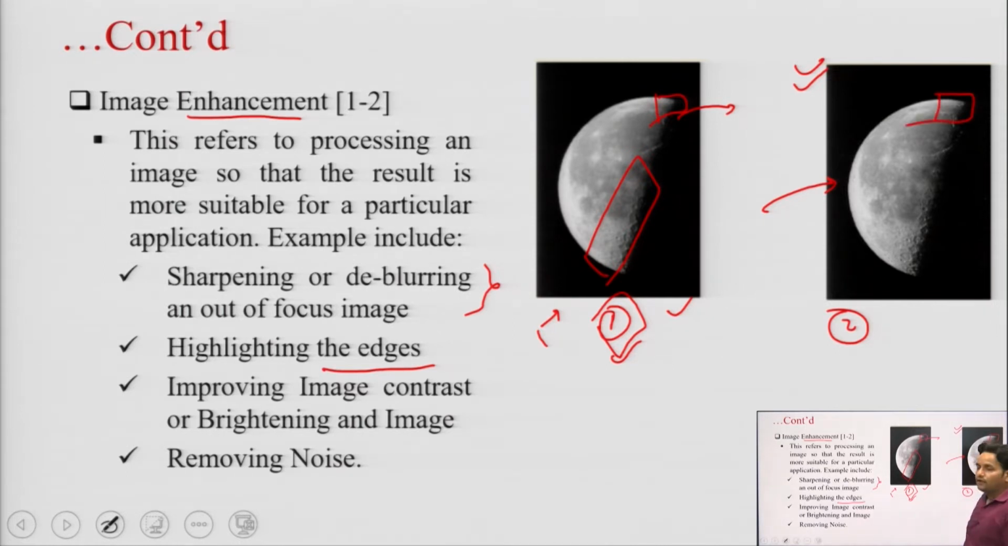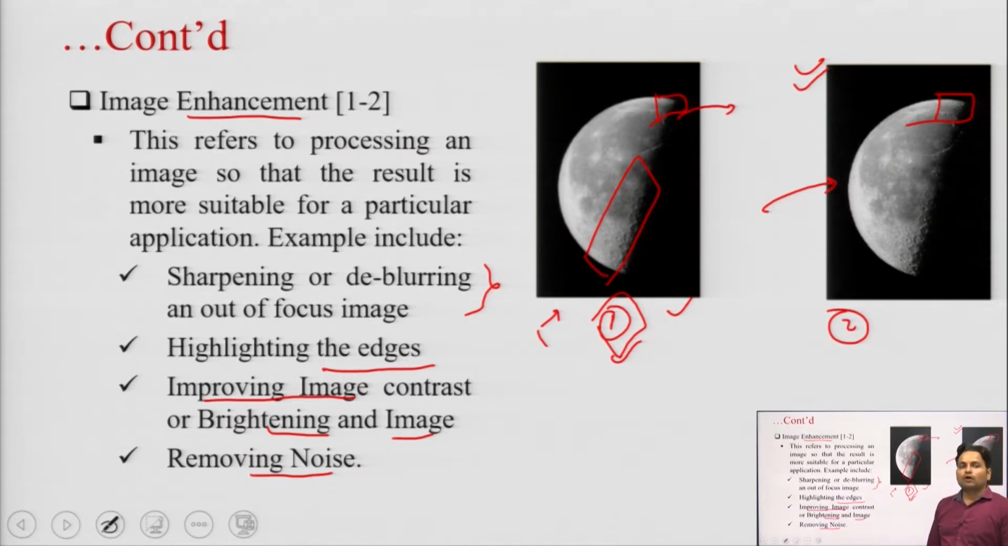So, you can say your image is enhanced, or you can say there is an improvement in the image contrast, you are enhancing the image contrast. You can also say your image is enhanced by brightening or by removing noise. Many kinds of noise you can remove, so that your image is enhanced.